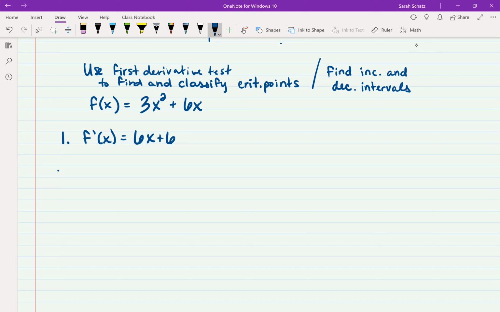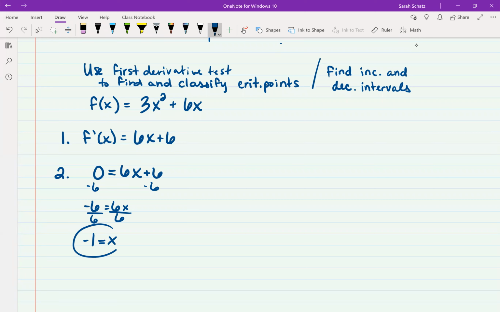And your second step, so after you take the derivative, your second step is going to always be set that derivative equal to 0. So whatever you got, set it equal to 0 and solve for x. So let's subtract 6 on both sides. So I get negative 6 equals 6x. Divide by the 6 and you get x equals negative 1. So in steps 1 and 2, find the derivative, set it equal to 0. What you have done is you found the critical point.